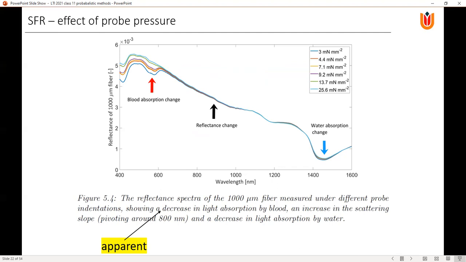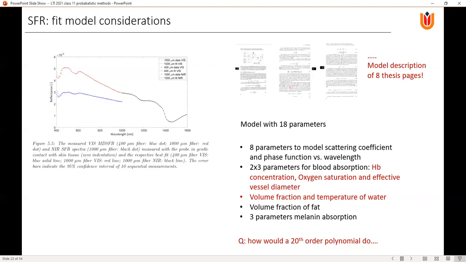So in the legend, you see the different pressures, graphs that you can see here. What he indicated here is blood absorption change, reflection change, and water absorption change. That is not true. It is the same tissue. What it gives is the apparent change in blood absorption, the apparent change in reflectance, and the apparent change in water absorption. So that is one point that we need to take into account somehow. We haven't found out how yet.